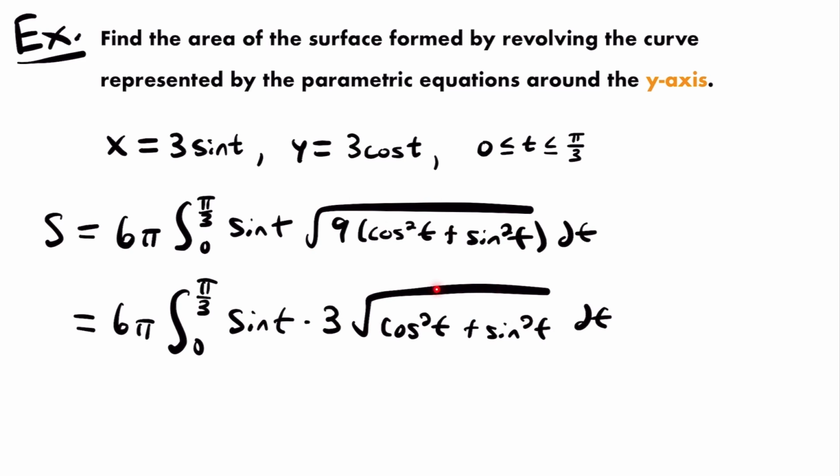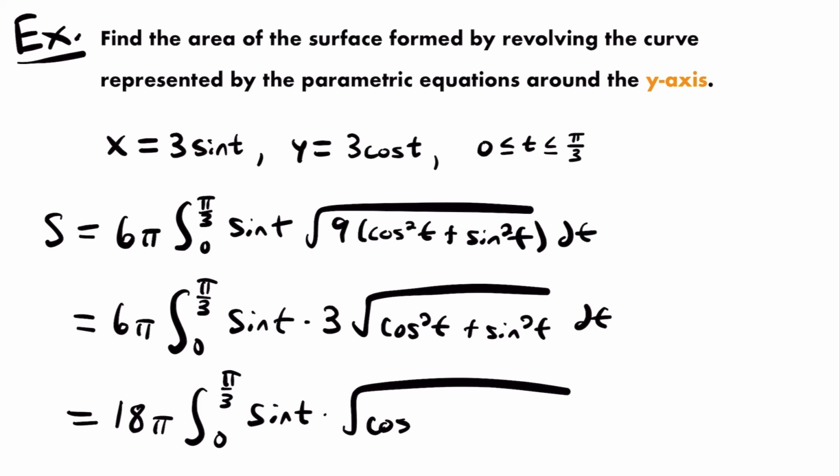All right, so the square root of 9 is 3, and then we have the square root of these two terms right here. Now the next thing that we can do is pull that 3 to the outside. We'll have 3 times 6 pi, right? We can always pull out a constant to the front of the integral. So this will be equal to 18 pi times the integral from 0 to pi divided by 3 of sine t times the square root of cosine squared t plus sine squared t. And then don't forget dt.